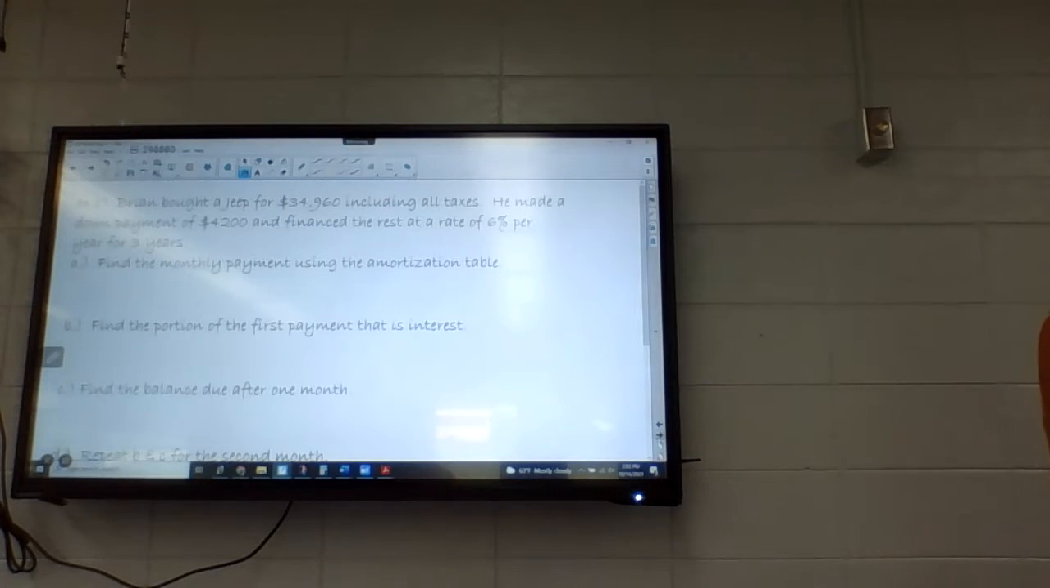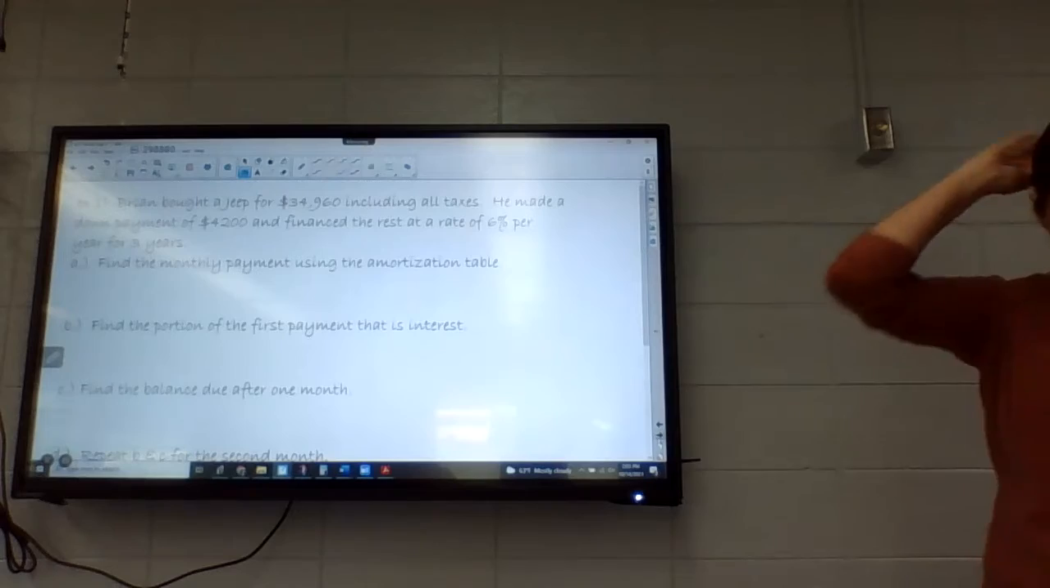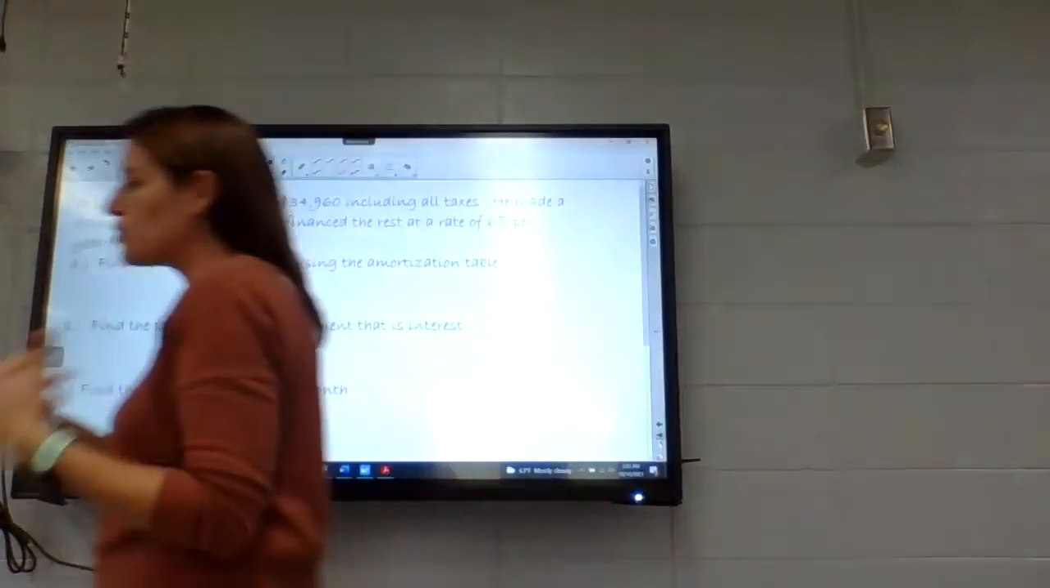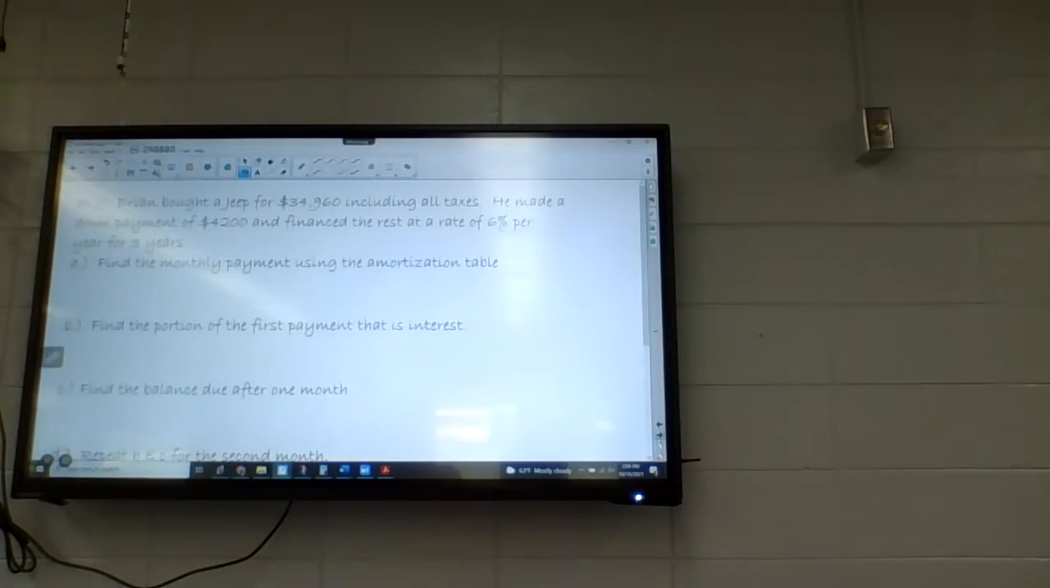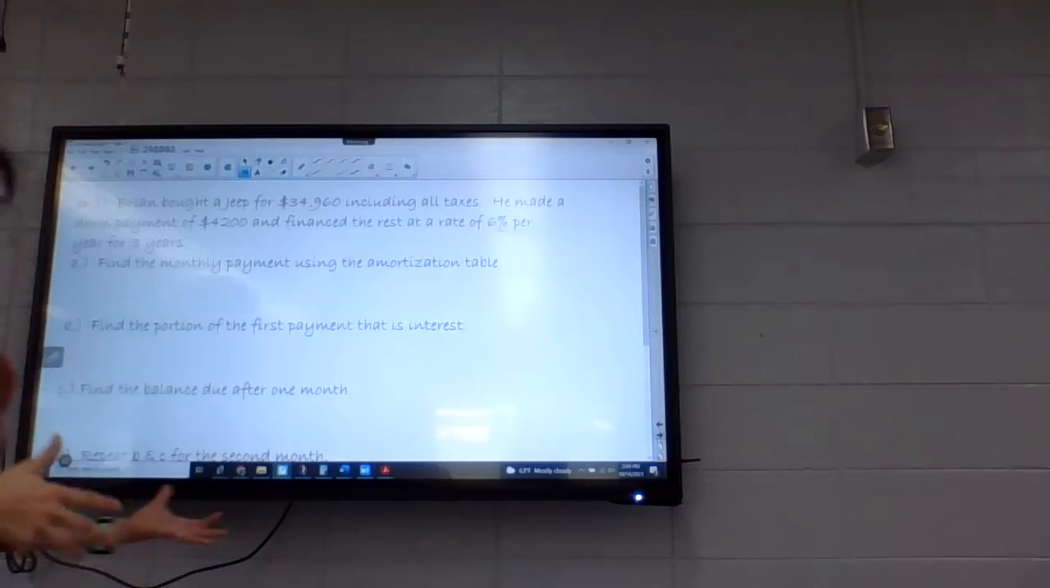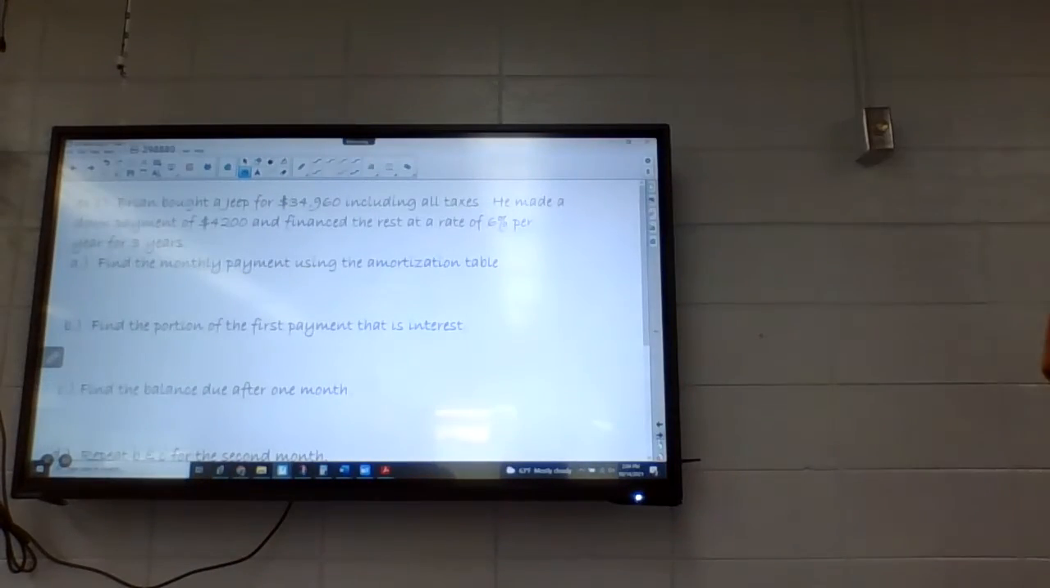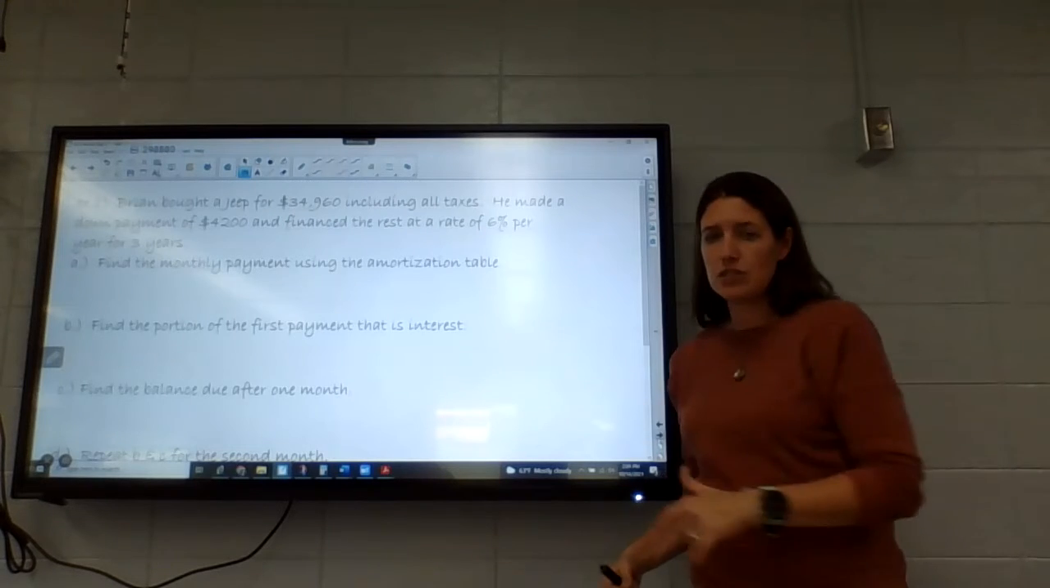So yesterday, I asked you guys to find the monthly payment using the table. And so we're going to do that again today. But then what we're going to do is start figuring out his next few payments and how much is actually going to the Jeep and how much is just going straight to the bank with that payment. So we're going to review what we did yesterday.